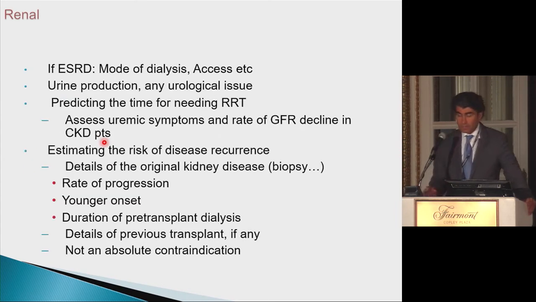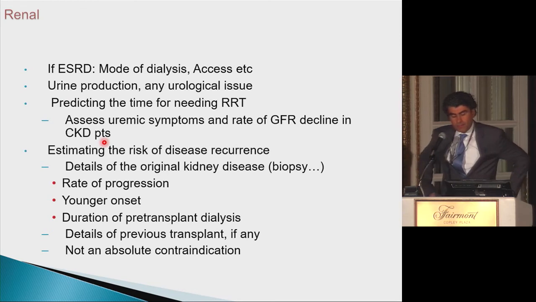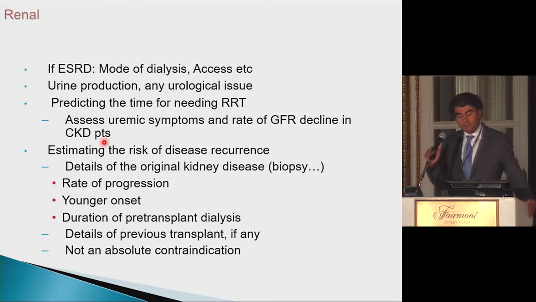So for renal evaluation, I think access history is very important, as I told you with the hypercoagulable workup. If the patient is not making any urine for a few years, you need to refer them to urology to make sure they do bladder testing, bladder capacity testing. A big part of what we do is predict the time for needing renal replacement therapy, and this is very important.